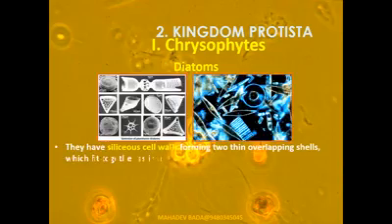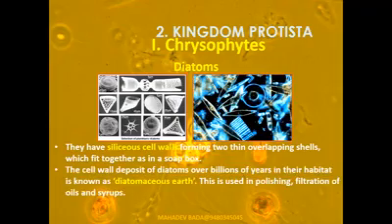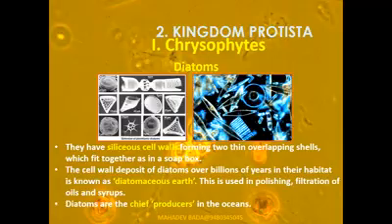Diatoms have a siliceous cell wall forming 2 thin overlapping shells which fit together as in a soap box. How we keep the soap inside the box, in a similar manner it will have the siliceous covering cell wall. The cell wall deposits of diatoms over billions of years in their habitat is known as diatomaceous earth.